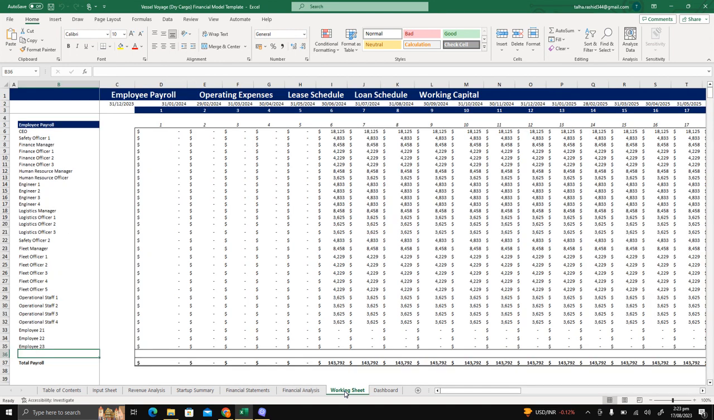Coming towards the working sheet, the working sheet over here, as you can see, includes all the relevant calculations which are being used in the financial statements, such as employee payroll, operating expenses, lease schedule, loan schedule, and the working capital.